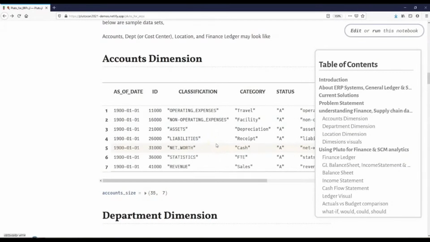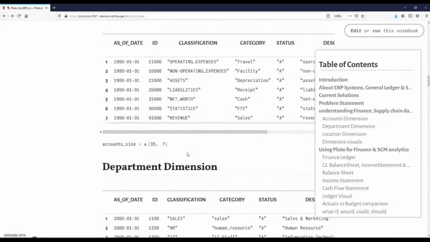Again, it may look very, very different. In a typical organization, at least in my organization, you have 10,000 accounts and maybe more than that. People have 100,000 different accounts to capture their business operation. So just pretend that your account dimension looks like this. You have set up accounts which are classified under each of these classifications. For example, your operating expenses, which record your travel transactions, employee payroll, or non-operating, and your assets, liability, things like that.